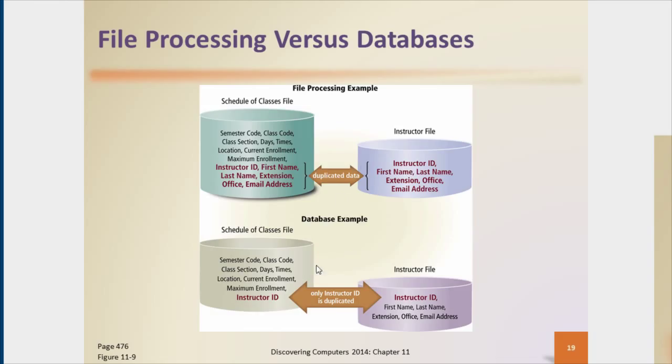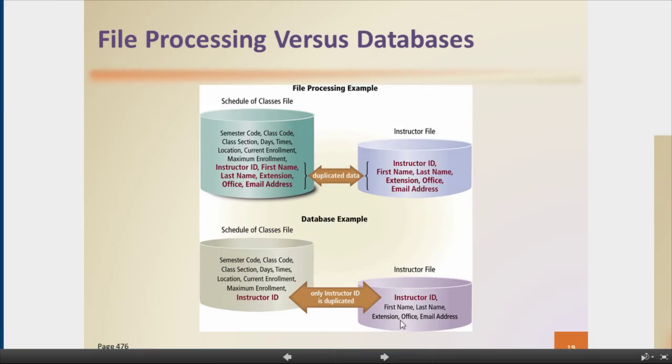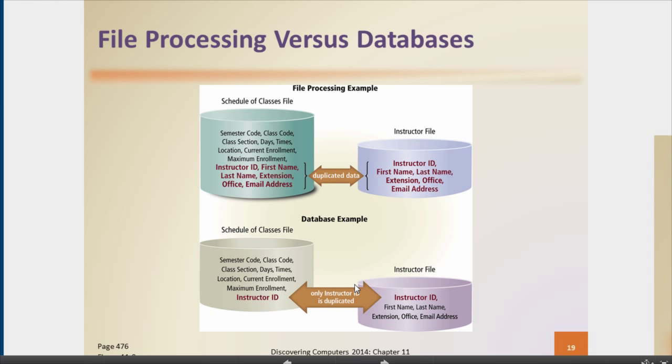In a database example, though, we still want to be able to have that same capability in the schedule of classes. We want to be able to see the instructor's first name, their last name, all that kind of stuff, in case we have a question about the class. But rather than storing that information in the schedule of classes, what we do is we actually link it back to the instructor file. So the information is stored only in one place. It's stored in the instructor file. But as a student, when you look up that information, you see the link, so that information is populated from the link itself. And that's the big difference between these two approaches.